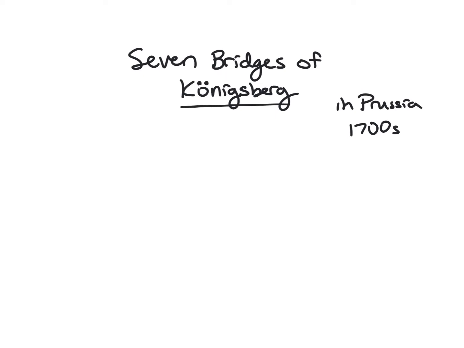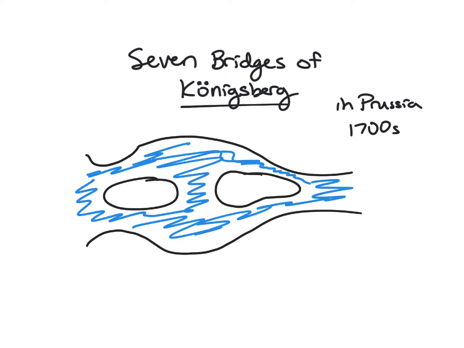And so we're going to draw a picture here. We had land masses on either side of this river and a couple of islands as well. We're going to label these A, B, C, and D. And then, as you might imagine from the name, there were 7 bridges here. We had 2 going from A over to C. We had 2 more going from A to the other side of the river. There's one bridge between the 2 islands, and then from this island on the right, there is a bridge to either side of the river.